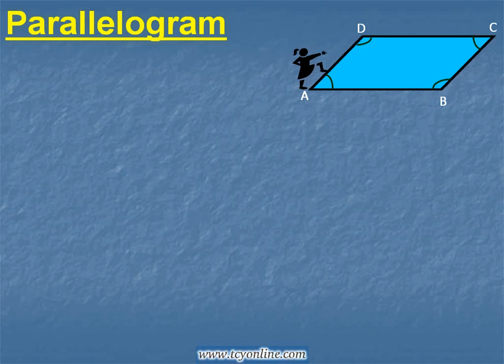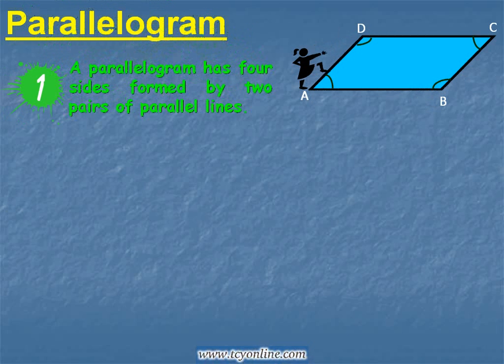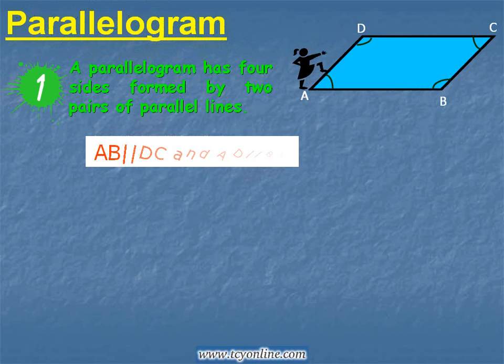Let's learn about parallelogram. Look at the parallelogram ABCD. A parallelogram has four sides formed by two pairs of parallel lines. AB is parallel to DC and AD is parallel to BC.